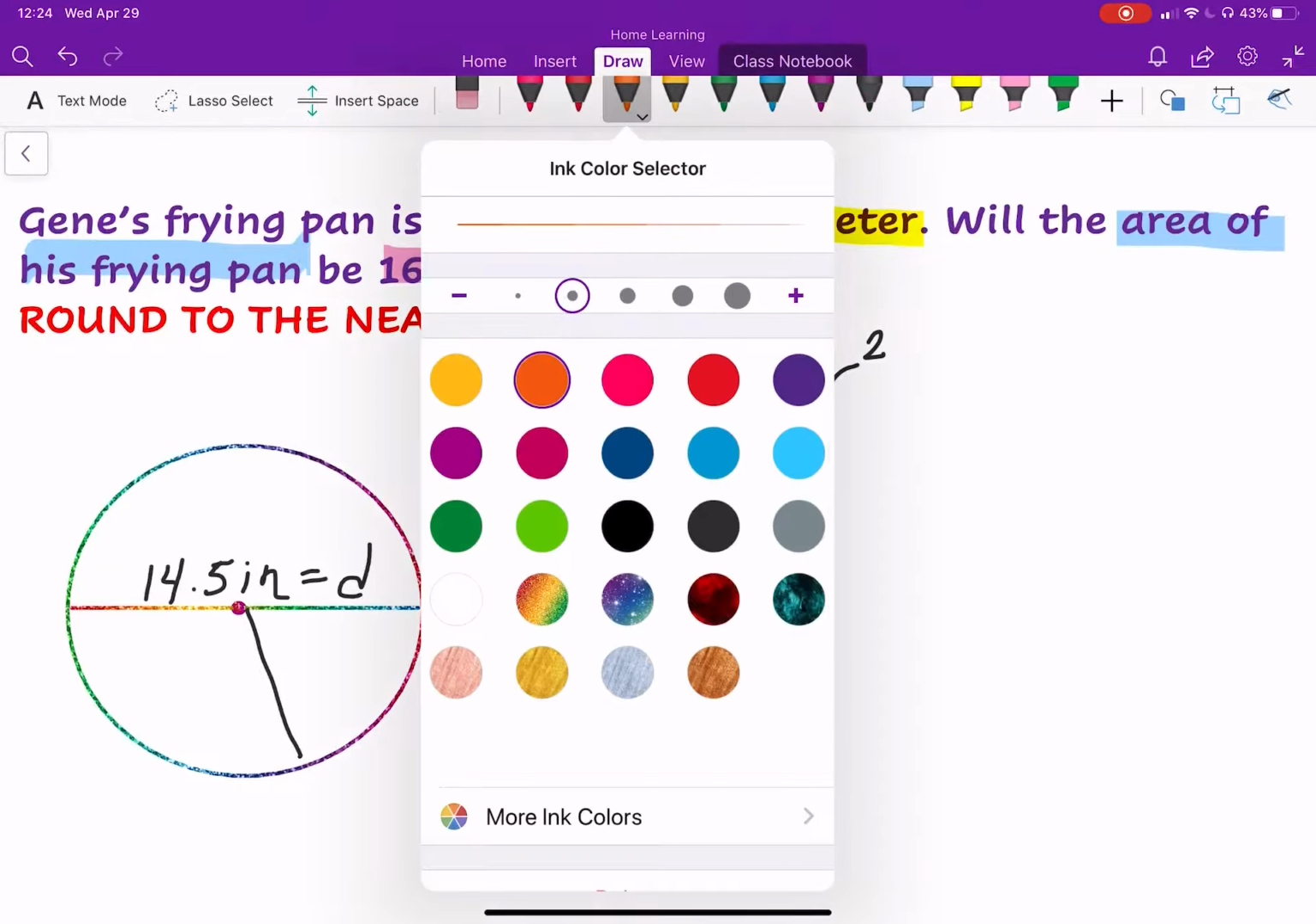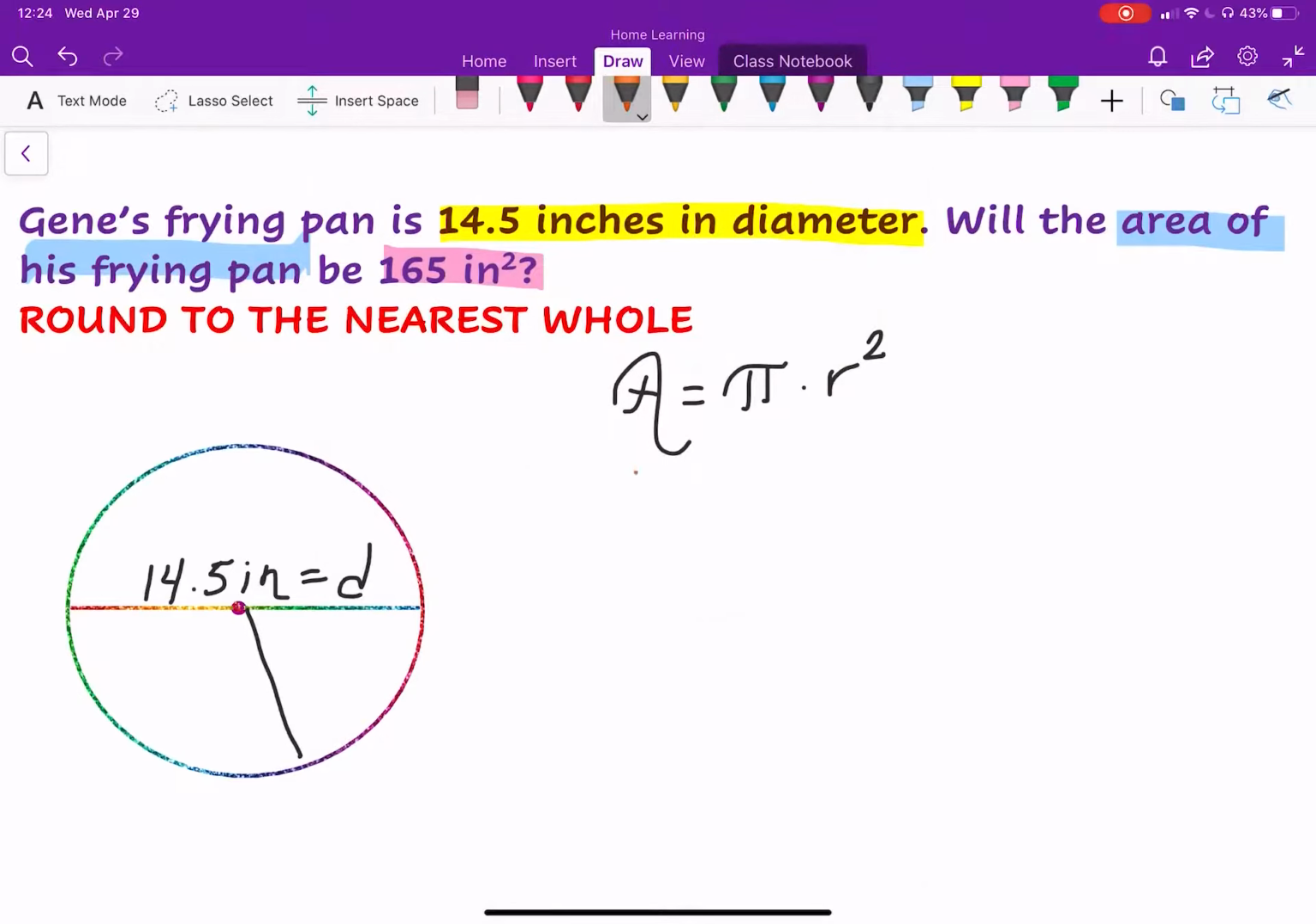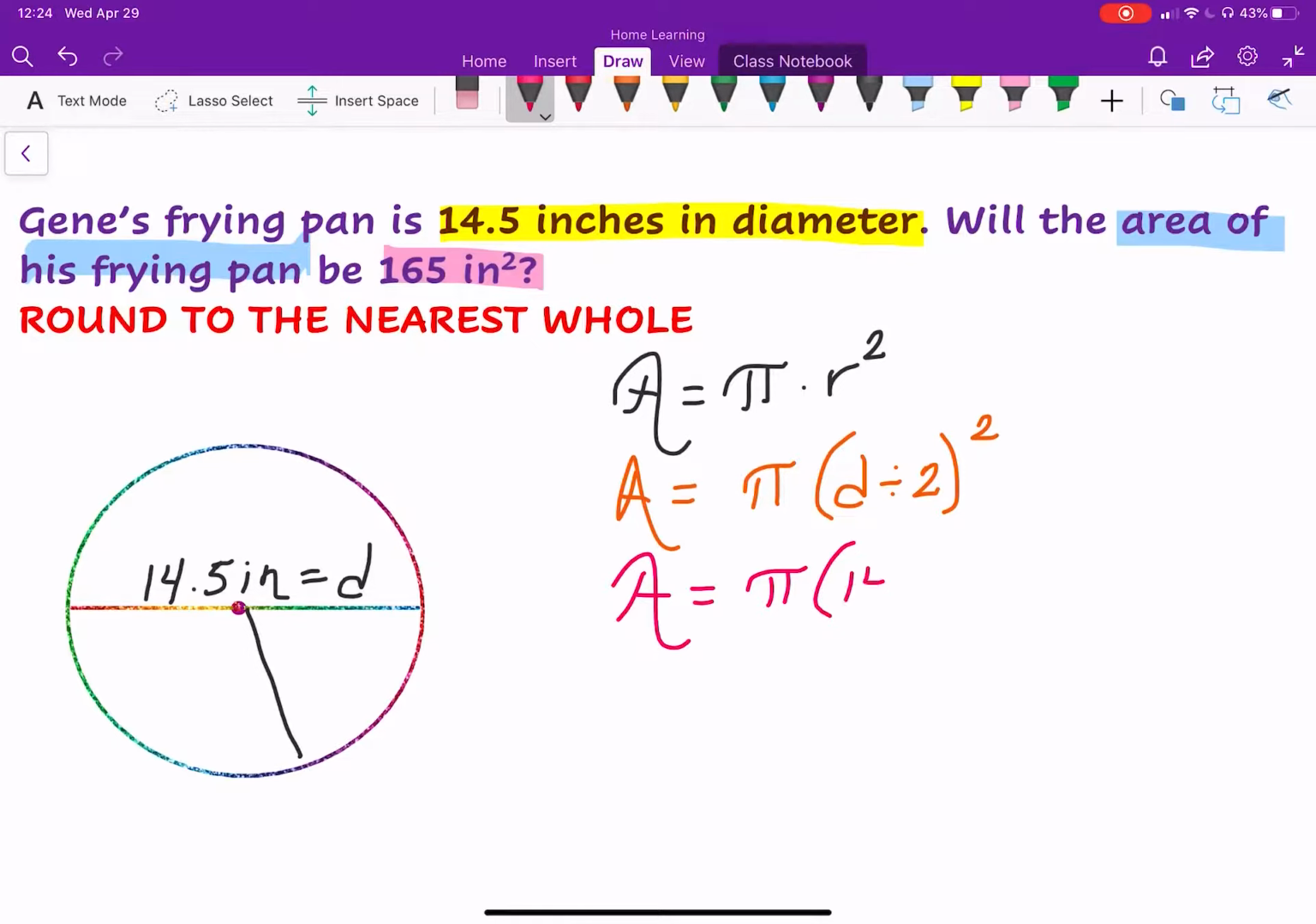So let's rewrite our formula. We have area equals pi times d, which is diameter, divided by 2, which is the radius, squared. That way we don't have to compute anything else or try to find something when we can just plug it into our calculator. So let's replace the diameter with its value. The diameter is 14.5, so we put in 14.5 divided by 2, squared.